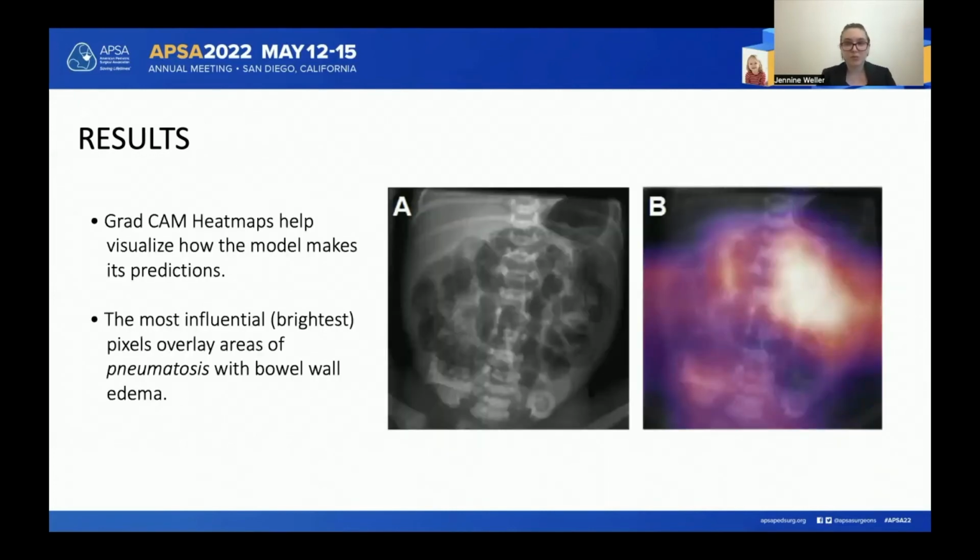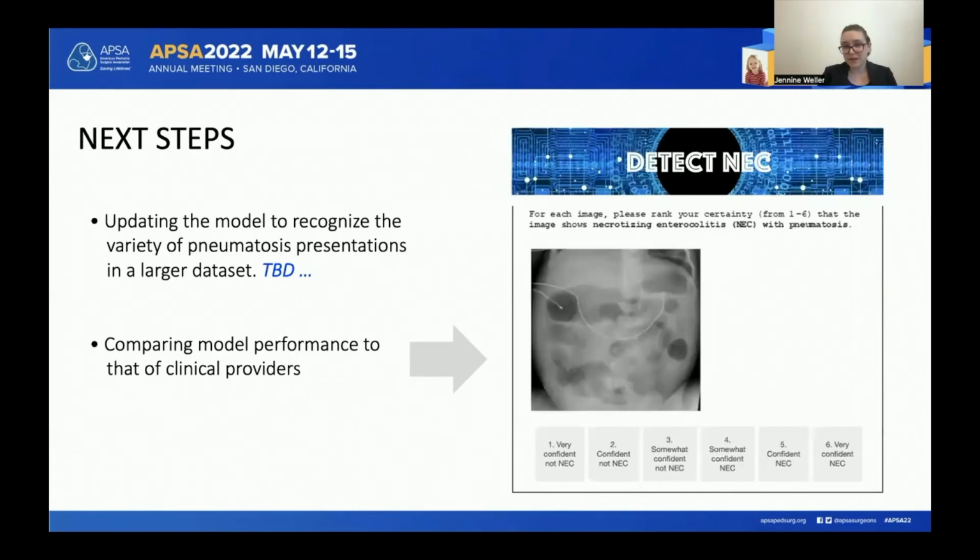A common problem with neural networks is that it's really hard to figure out exactly how the model makes its predictions. It's called the black box problem, and one way around it is to use GradCAM heat maps, which highlight areas of the image that most informed model predictions. This helps us confirm the model is basing its diagnosis on bowel and not unrelated findings like an umbilical line or curvature of the spine. Reassuringly, we found the image features that most generated predictions for our model were areas of pneumatosis and bowel wall edema.